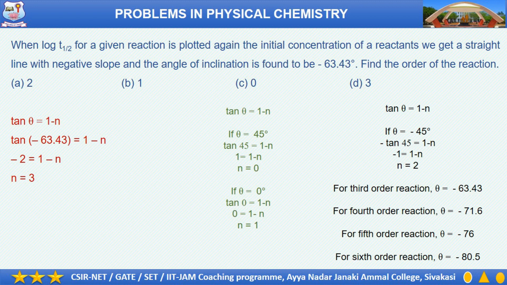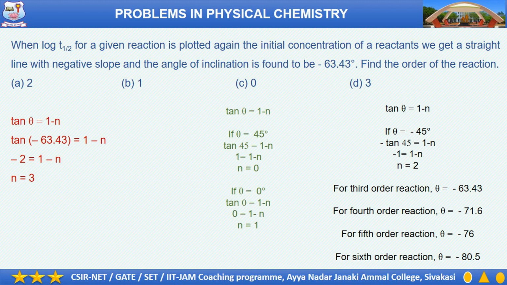This theta is given, tan theta is equal to 1 minus n. When log of T half is plotted against log of A naught, the slope is equal to 1 minus n. Therefore, tan of minus 63.43 is equal to 1 minus n.